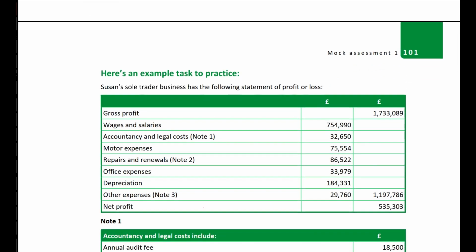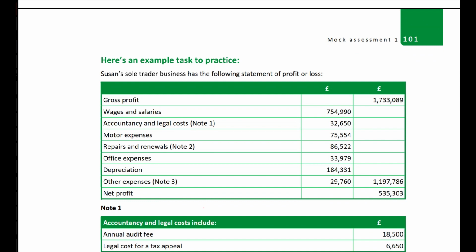So here is our example task to practice, testing our understanding of task 1. It's for Susan's sole trader business, and Susan has prepared the following statement of profit or loss. So this is her accounting profit or loss statement. We need to adjust it now for tax purposes, going through it line by line, see if there's anything in there that shouldn't be there, and if there is, of course, we're going to remove it.